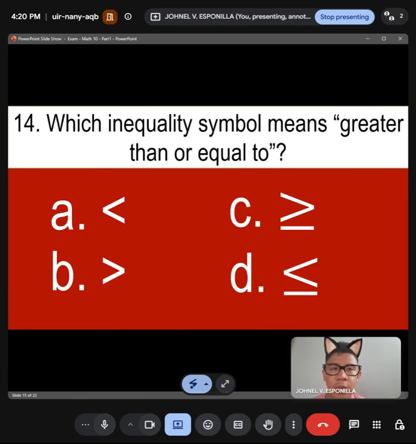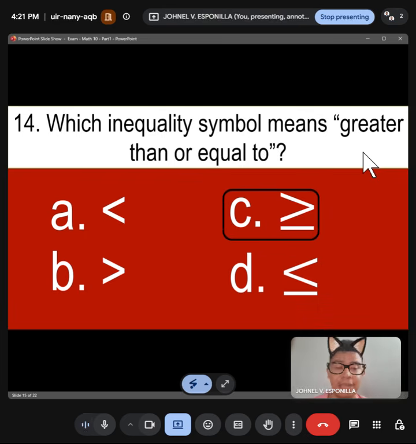14. Which inequality symbol means greater than or equal to? 5 seconds go. Okay, greater than or equal to. Letter A is less than. Letter B is greater than. Letter C is greater than or equal to. And letter D is less than or equal to. The correct answer is letter C.